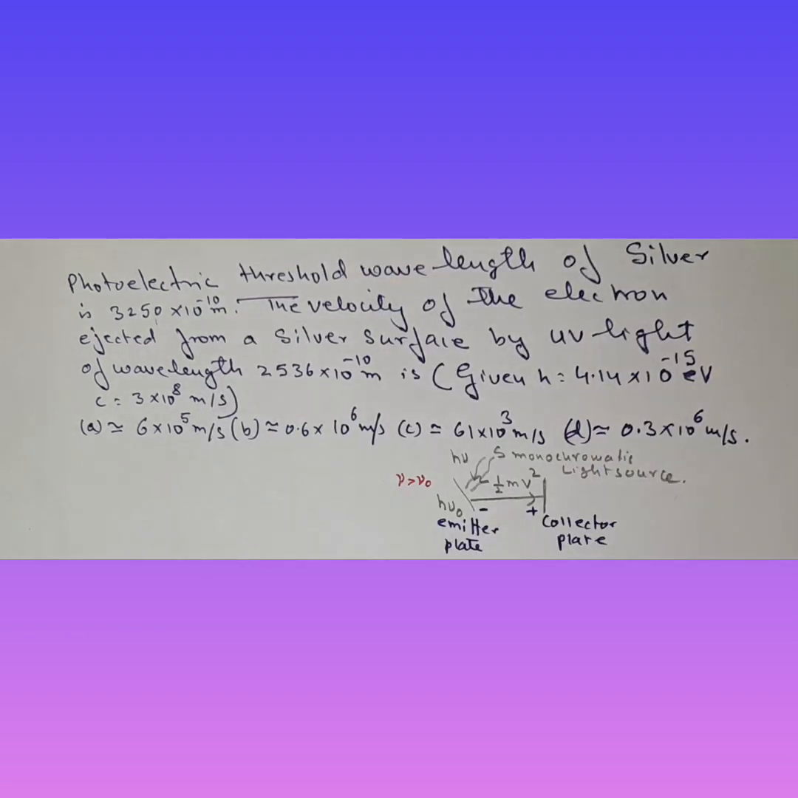Let's try and understand this electron photon numerical. Photoelectric threshold wavelength of silver is 3250 into 10 raised to minus 10 meters. Velocity of electron ejected from silver surface by UV light of wavelength 2536 into 10 raised to minus 10 meter is, options, and we have got some data given. Planck's constant h is equal to 4.14 into 10 raised to minus 15 eV. C is equal to 3 into 10 raised to 8 meters per second.